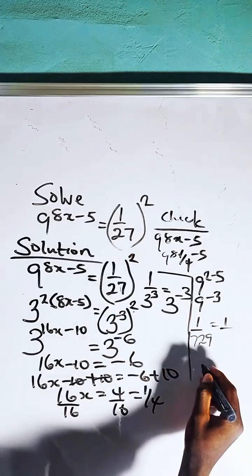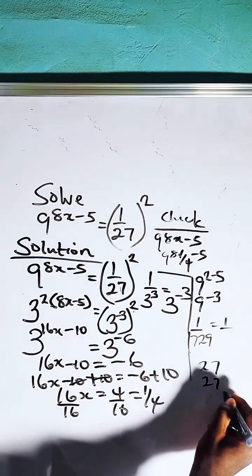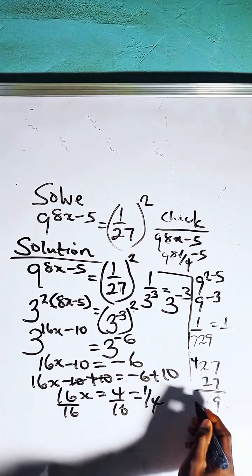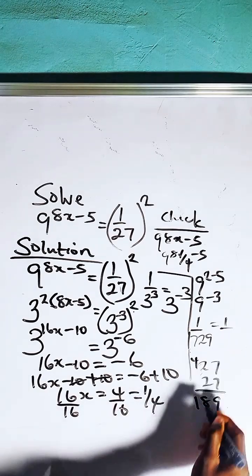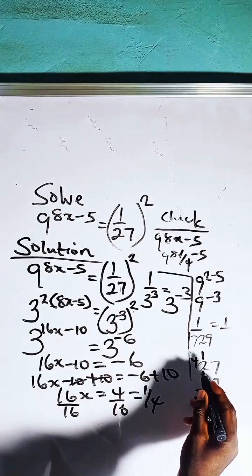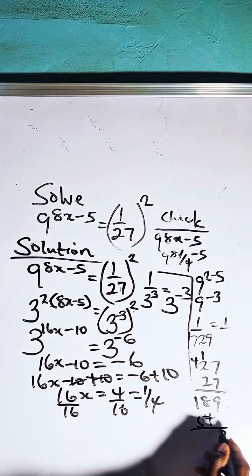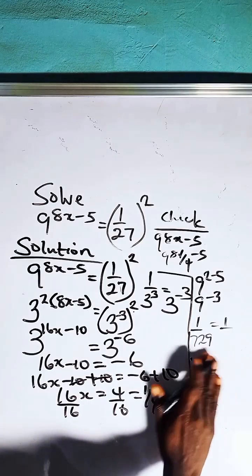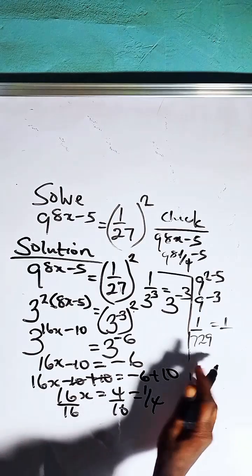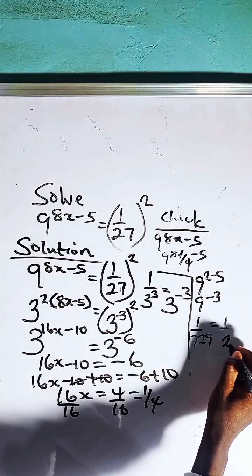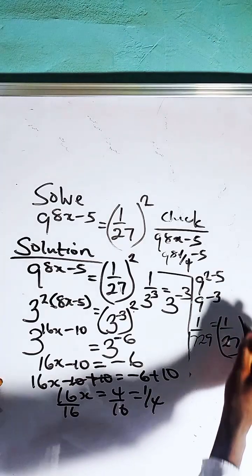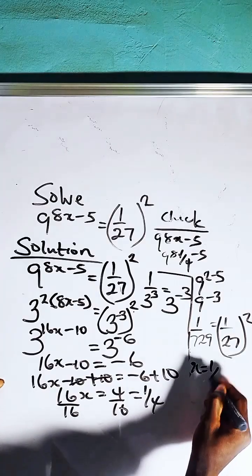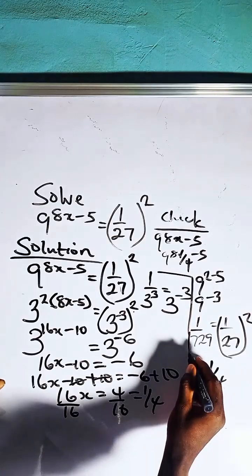Let's check. We have 27 times 27. 7 times 7 is 49. 7 times 2 is 14 plus 4, we have 18. 2 times 7 is 14. 2 times 2 is 4 plus 1, we have 5. By the time we add this together, we have 729. So that means 729 is equivalent to 27 squared. So that means the value of x equals 1/4. Thank you very much.